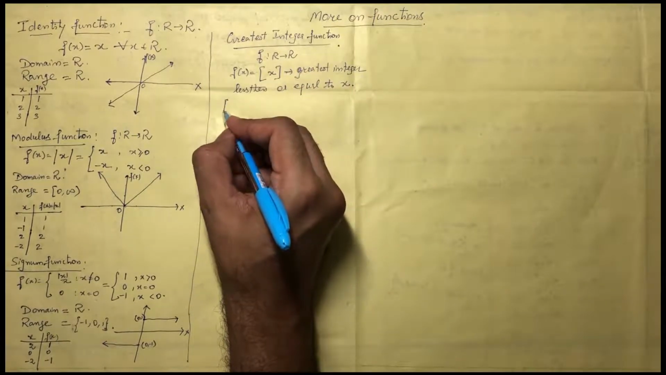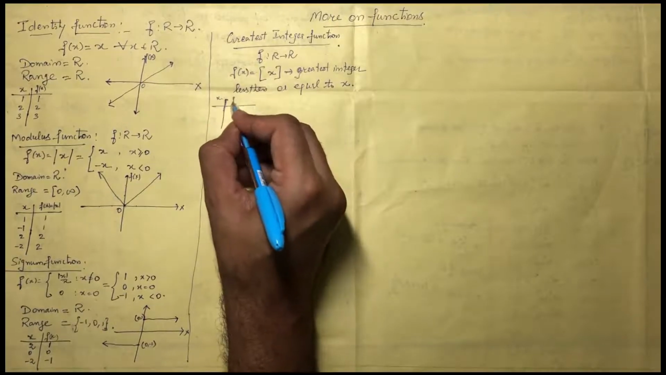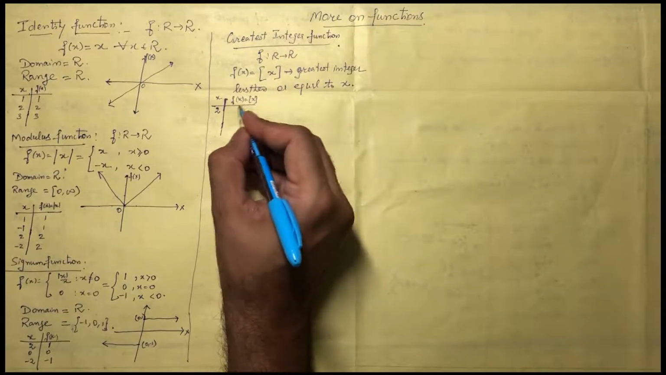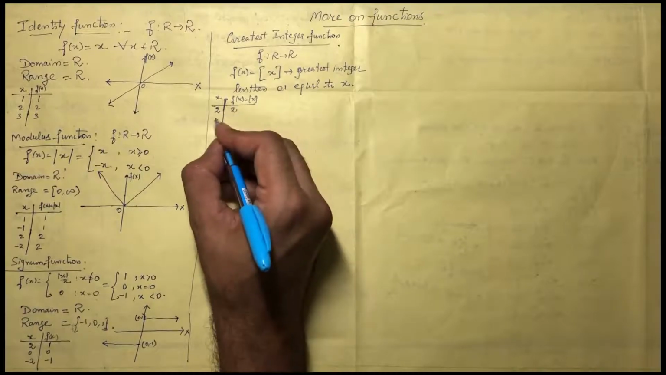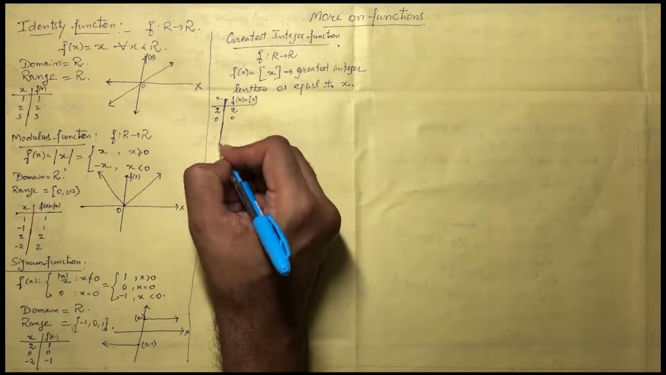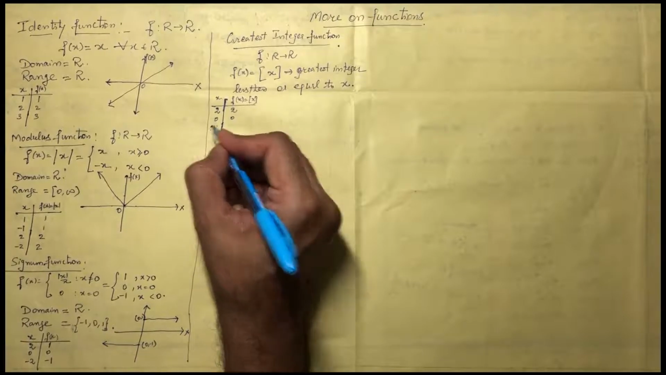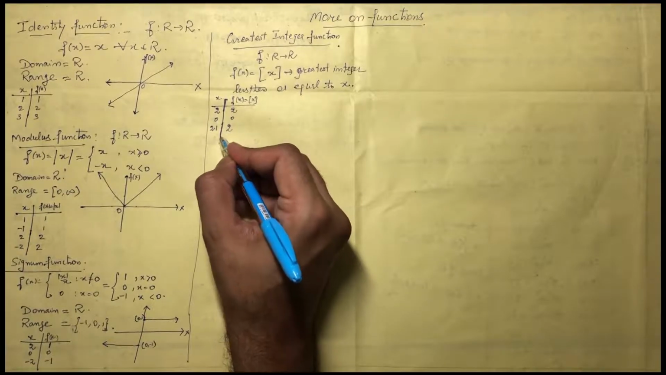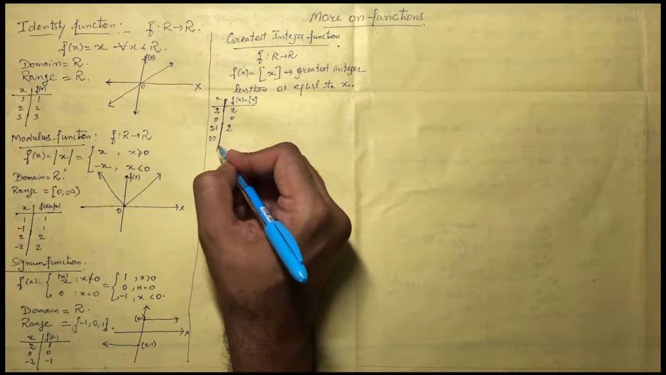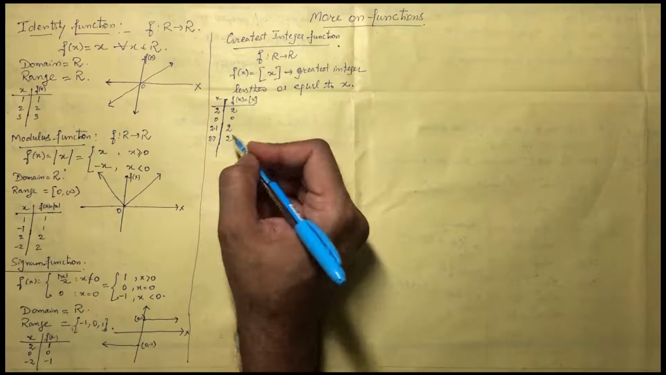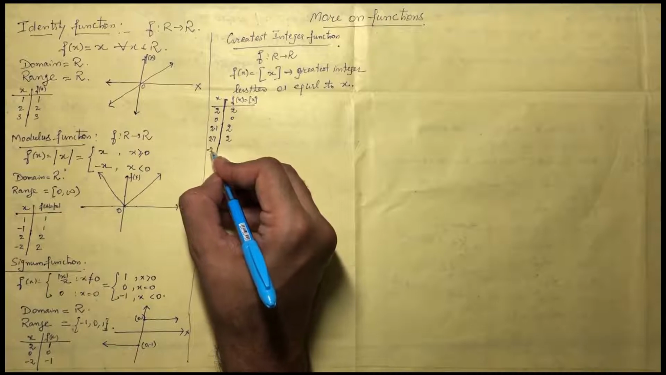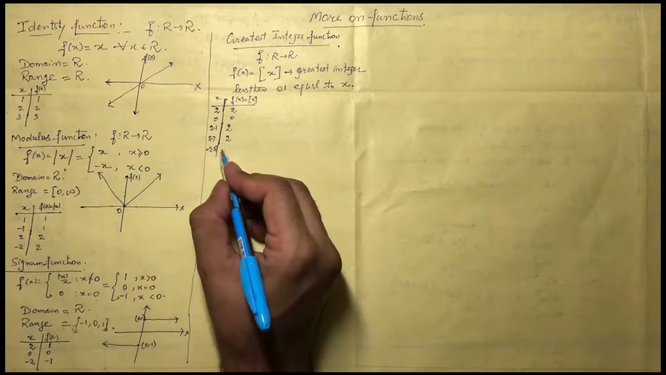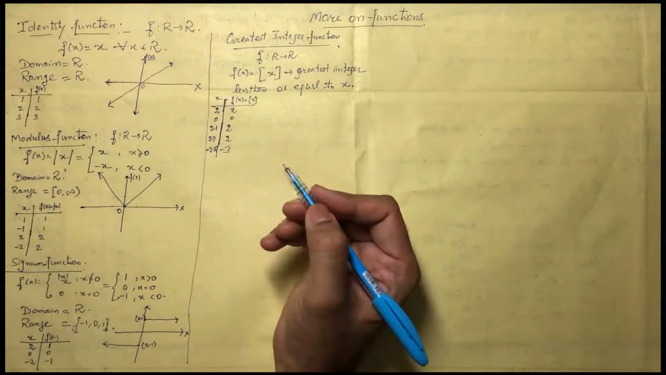For example, here we make a table, x and f(x). f(x) is the greatest integer of x. If we put 2, 2 is already an integer, so the greatest integer of 2 is 2. For 0, the greatest integer is 0. What about 2.1? For 2.1, the greatest integer on the left is 2. For 2.7, the greatest integer towards the left is 2 itself. But what about minus 2.5? Now here the greatest integer is minus 3. How do we get minus 3?